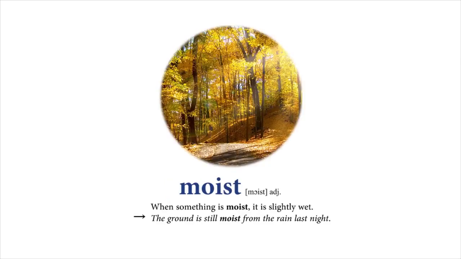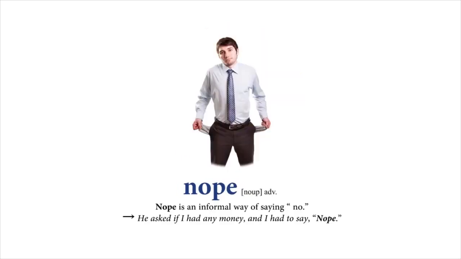Moist. When something is moist, it is slightly wet. The ground is still moist from the rain last night. Nope. Nope is an informal way of saying no. He asked if I had any money, and I had to say nope.